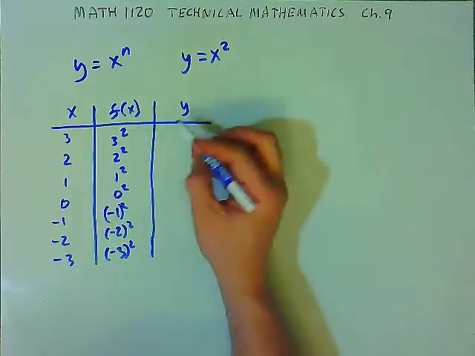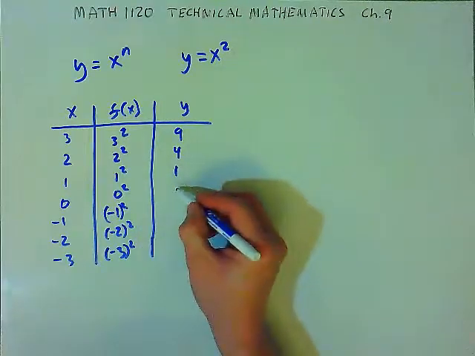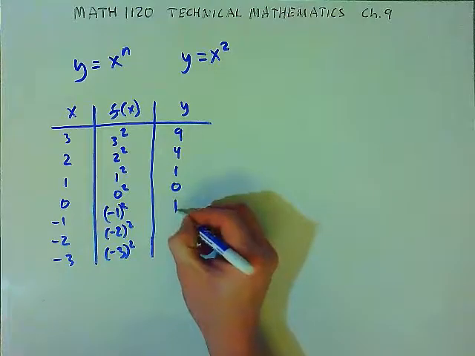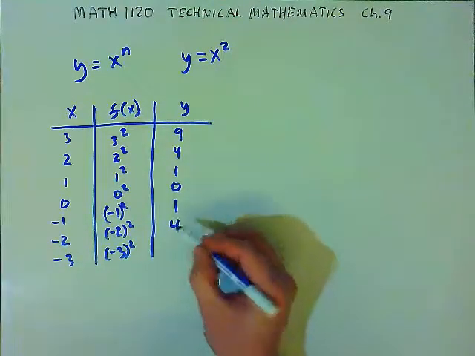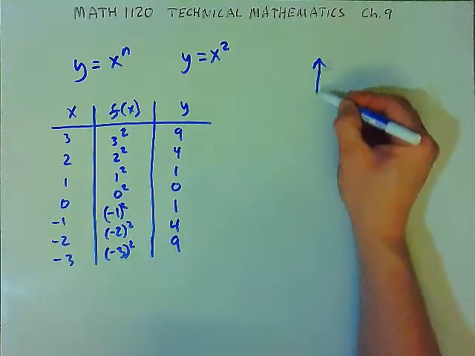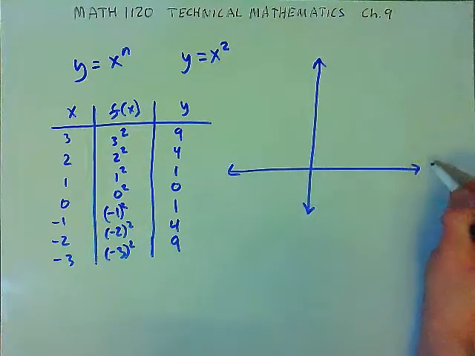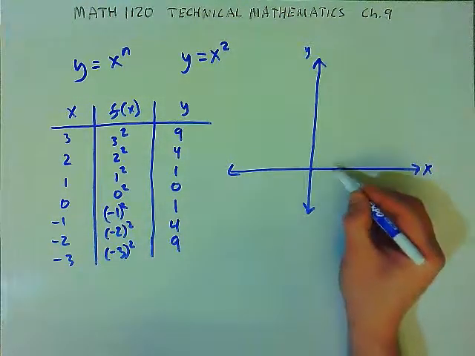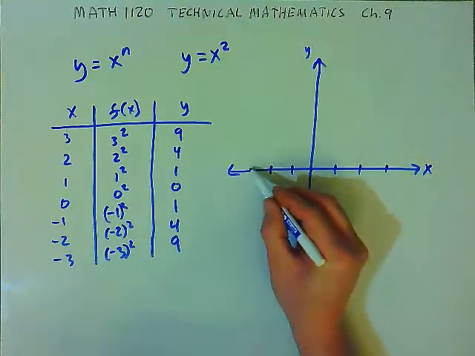And so 3 squared is 9, 2 squared is 4, 1 squared is 1, 0 squared is 0, (-1) squared, which means -1 times -1 is +1, (-2) squared, which means -2 times -2 is +4, and (-3) squared is +9. And so we can graph this function. And so x can either be 0, or 1, or 2, or 3, or -1, or -2, or -3.